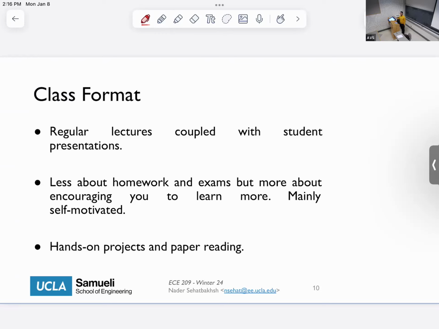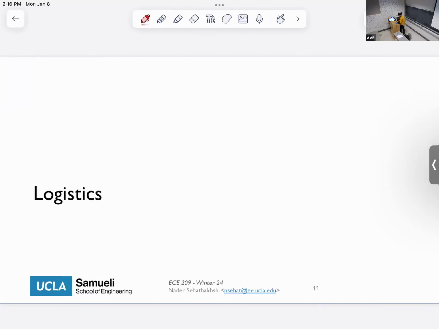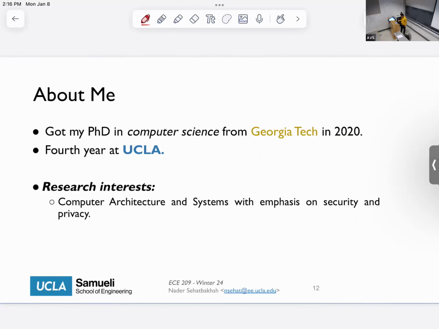I started adding more hands-on projects. In the previous versions of the class, I think this is the 4th time I'm offering this, the first time I didn't really have any projects. Then I gradually added them. This year I'm planning to add more hands-on projects, but that's the feedback I received last time I taught the course. So let me go through the logistics, the different components.